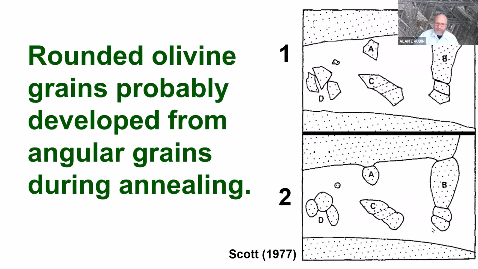Here's a diagram from Ed Scott from 1977. So the idea would be that all the pallasites started off with angular grains, such as picture number 1 here at the top right, and then from an annealing process, as surface energy is diminished, the grains begin to get rounded, and we can see that the situation is depicted here.